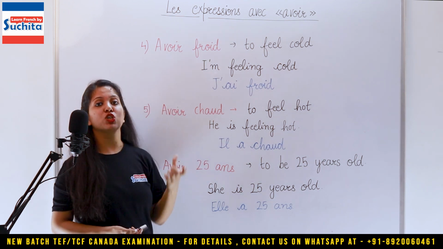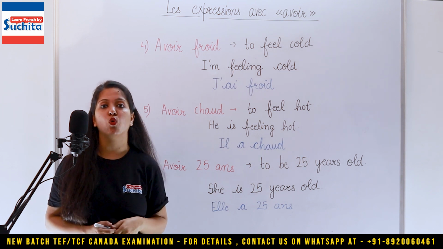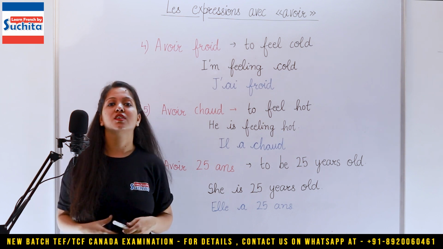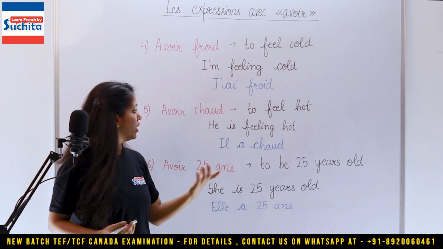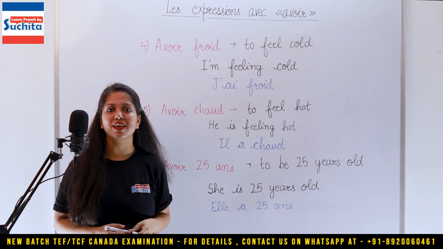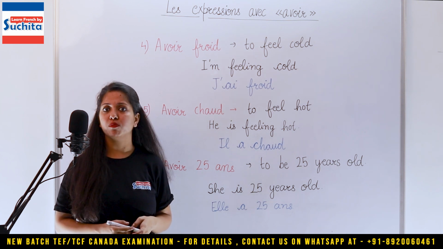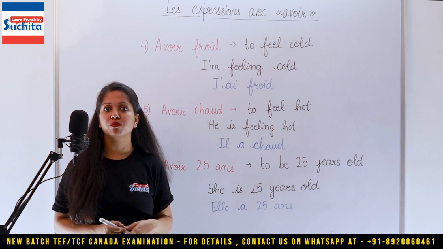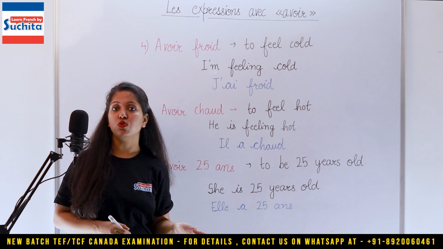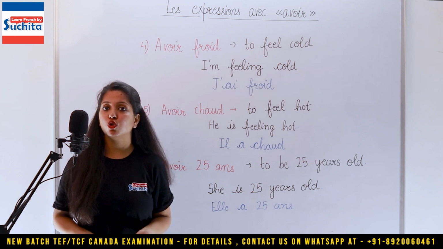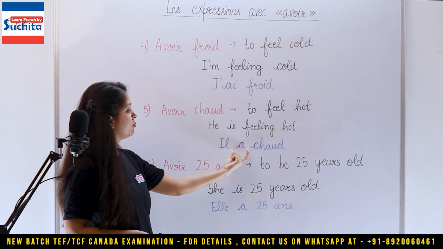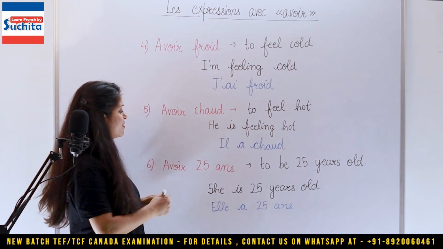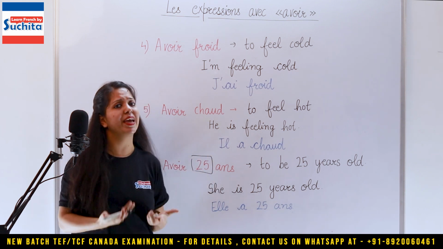Now the fifth expression that we are going to learn is avoir chaud, which means to feel hot. He is feeling hot, il a chaud. I am feeling hot, j'ai chaud. You are feeling hot, tu as chaud. They are feeling hot, ils ont chaud. So you have to put the conjugation of the verb avoir. Avoir 25 ans. This is just an example that I have written. You can replace it with any age.